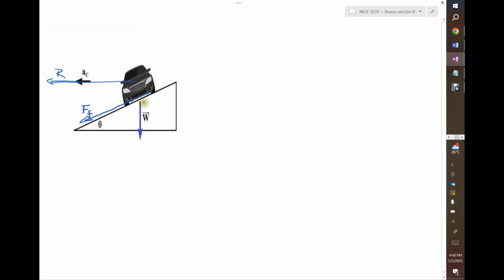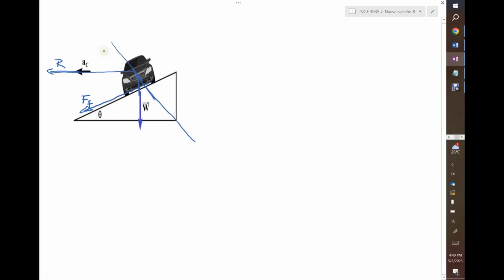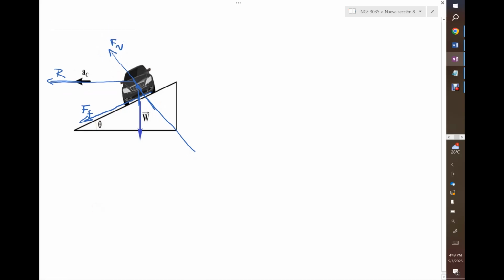On this W, let's say that the GC is somewhere here on the car, and then you have a normal force going through the GC. I'm going to call that normal force Fn. So right now, I have identified the normal force from the center of gravity and the friction force somewhere here in the inclined plane at a given theta angle.